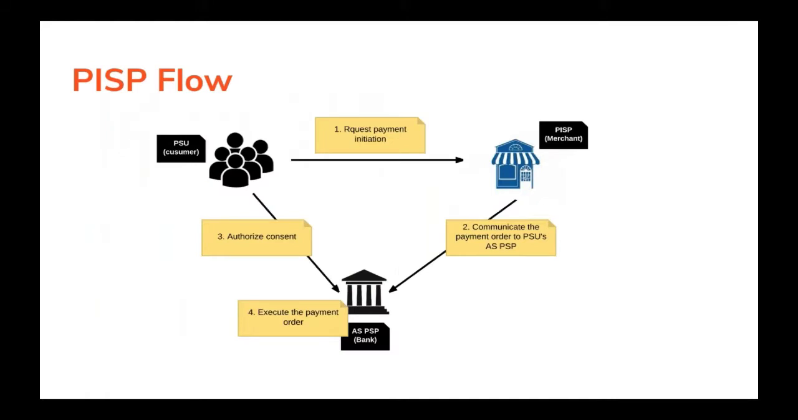Okay, this is the high level picture of the PISP flow. Here we can see four steps involved in this process. We have the PSU, that is the customer, then we have the PISP, the payment initiation service provider, and the bank. In the first step, the PSU requests a payment initiation from the PISP, and the PISP then communicates with the bank. After that, the PSU has to connect with the bank and provide his consent to proceed with this payment, and then the bank can execute the payment order. So let's discuss this in detail in the next slide.